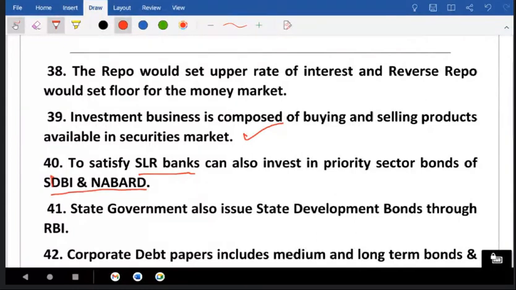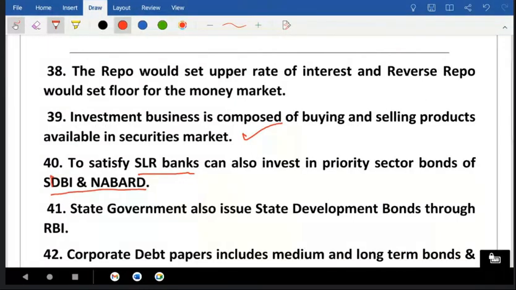So, to satisfy SLR, which means statutory liquidity ratio, banks can also invest in priority sector bonds of SIDBI and NABARD. And state governments can also issue state development bonds through RBI. So state bodies are also permitted to issue their bonds, for the development of the state.